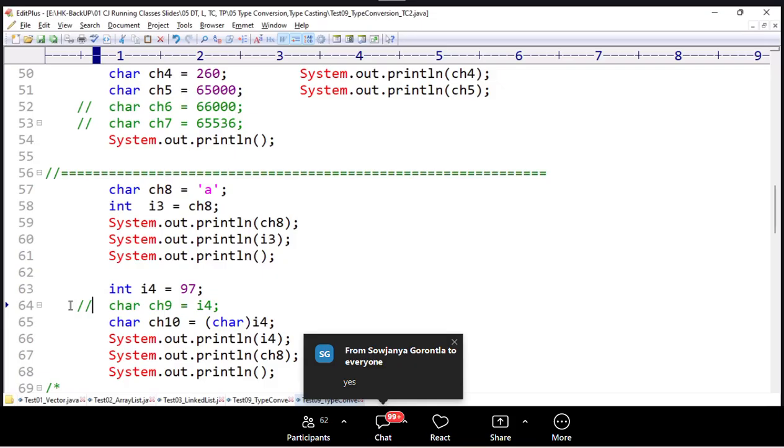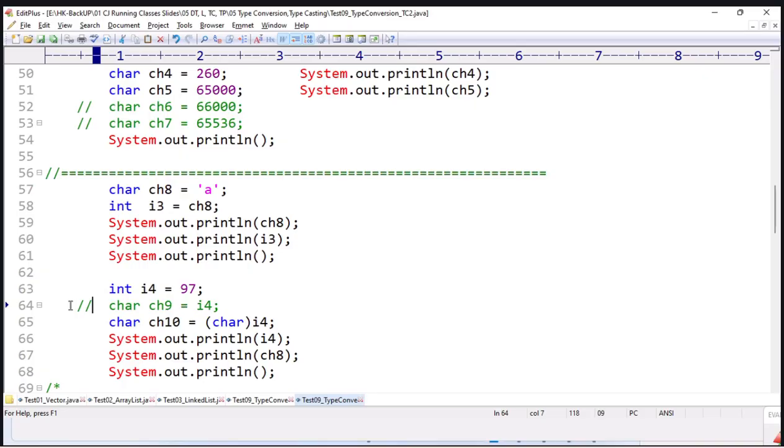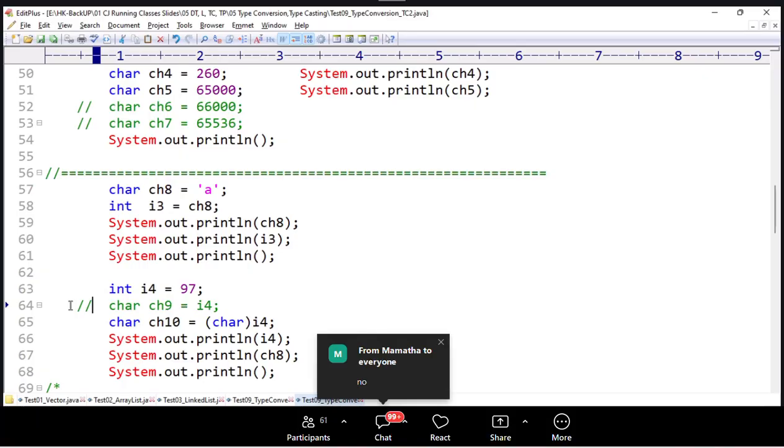Yes, up to 0 to 65,535. Is it possible to assign an int variable to a char variable? No, directly not possible, but with a cast operator possible.